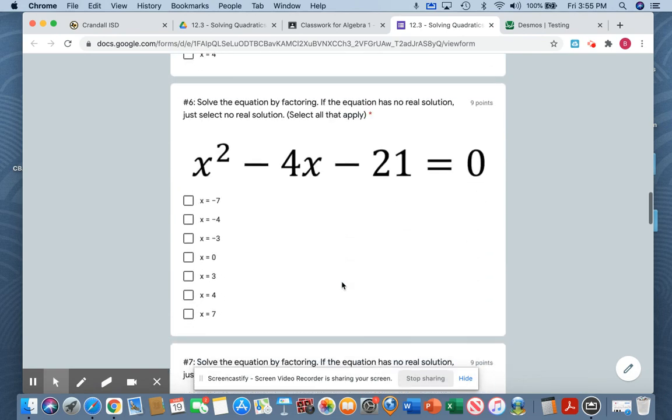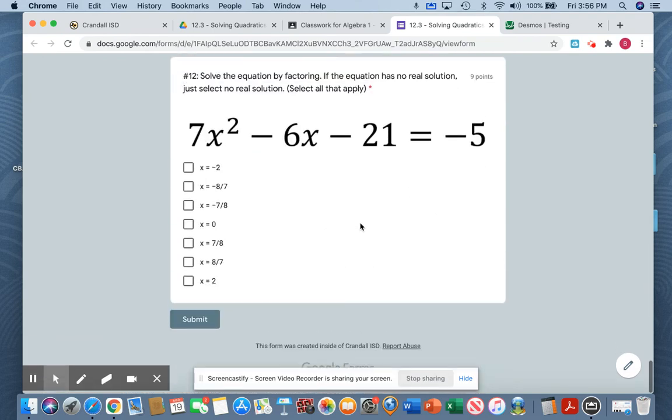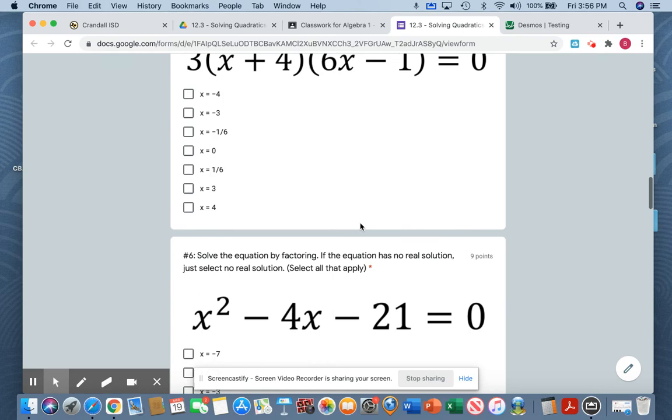But there's that. Starting with number 6 is what we did today. So you set up the X puzzles and solve those. And there's 12 problems, so not bad.